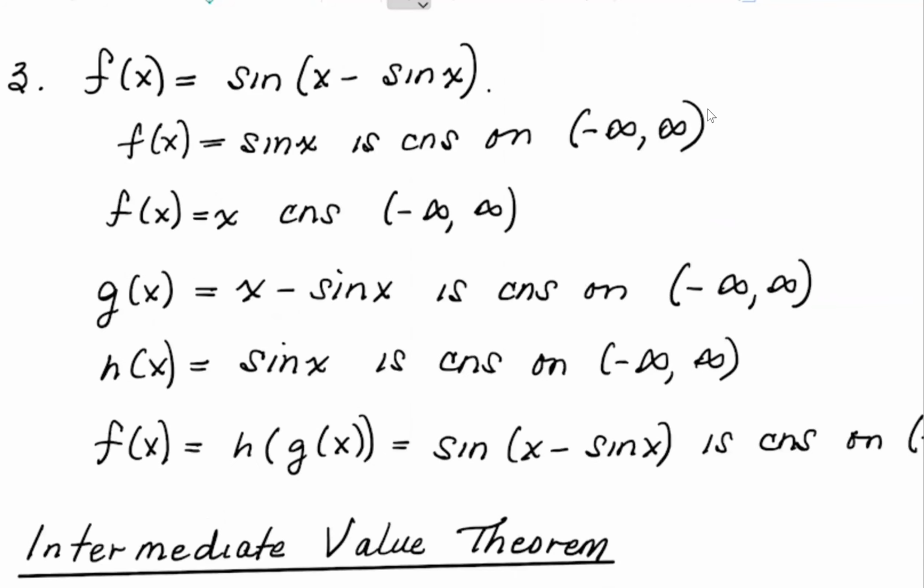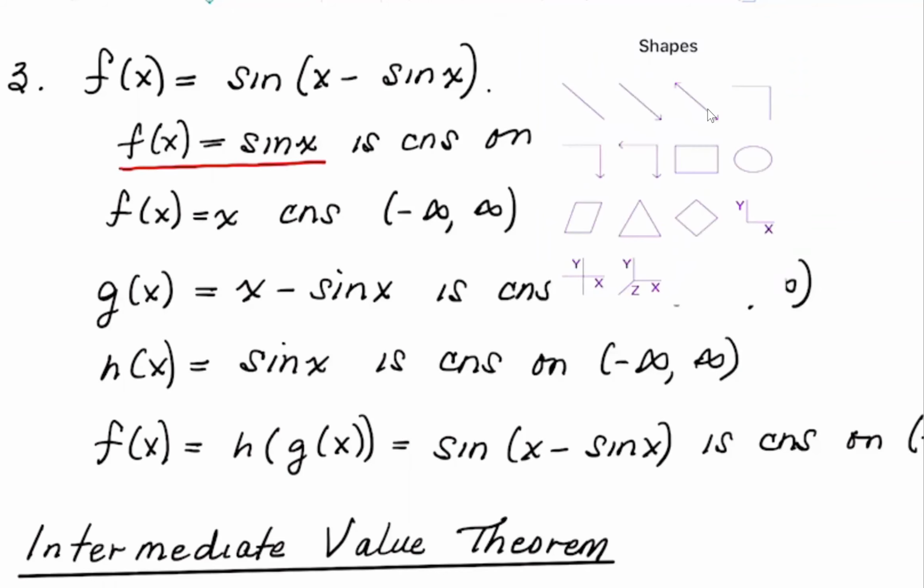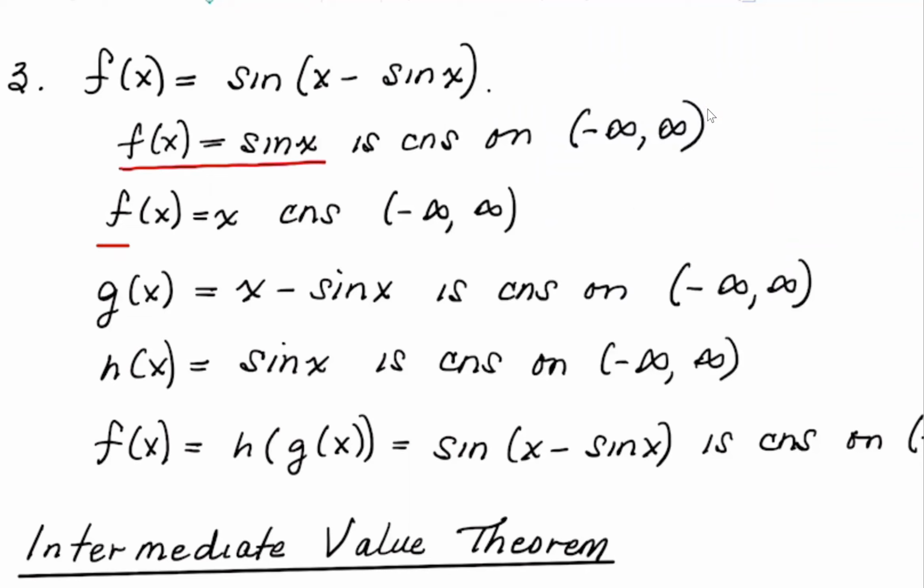In this next example, we want to determine where this function is continuous. Well, let's look at the individual parts. f of x equal to the sine of x is continuous on the interval minus infinity, infinity. We also know that f of x equal to x is continuous on the interval minus infinity to infinity. So therefore, if we take these two functions and combine them, we get g of x equal to x minus the sine of x is continuous on minus infinity, infinity.